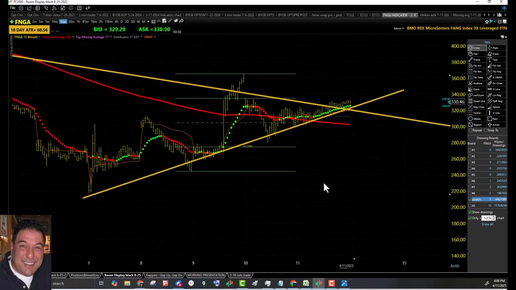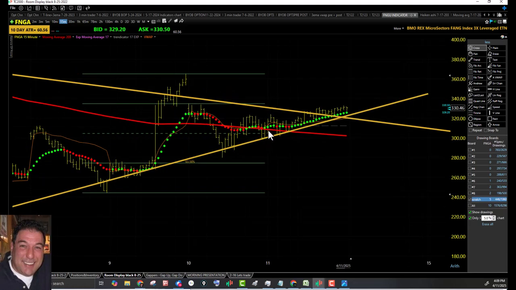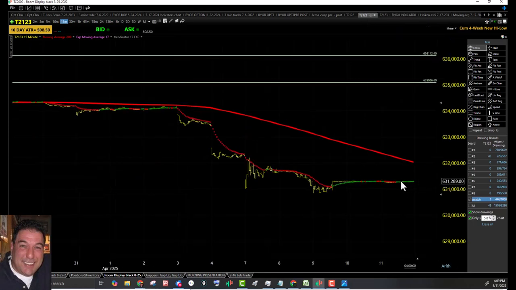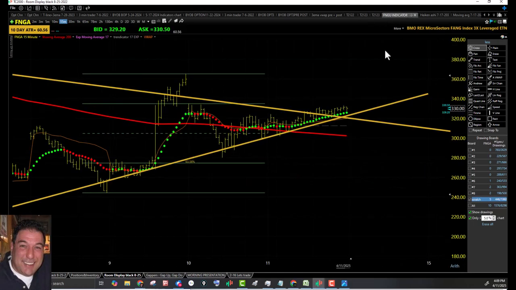FNGA, price action for FNGA. Found the uptrend line, all right, right here, and almost bullied all day. A little red, green, red, green, red, green, and a lot of buying into the end of the day. I got to tell you, that's promising. You can see price melting up. That looks bullish for next week. T2123, not so much. FNGA, yeah, that looks really good.